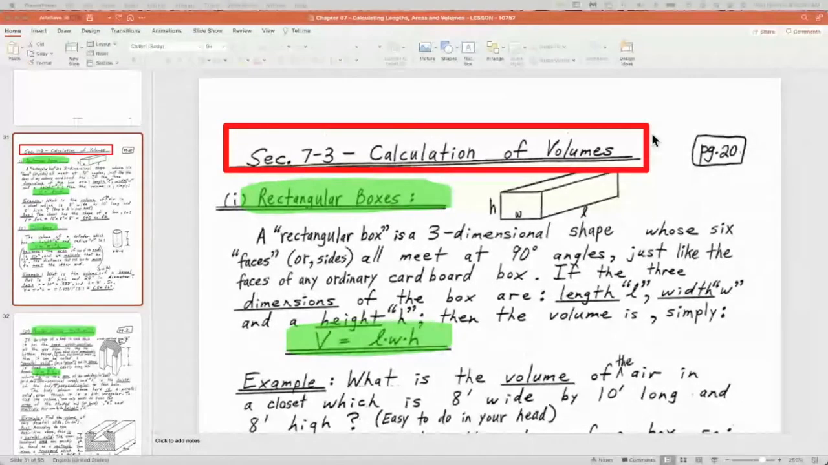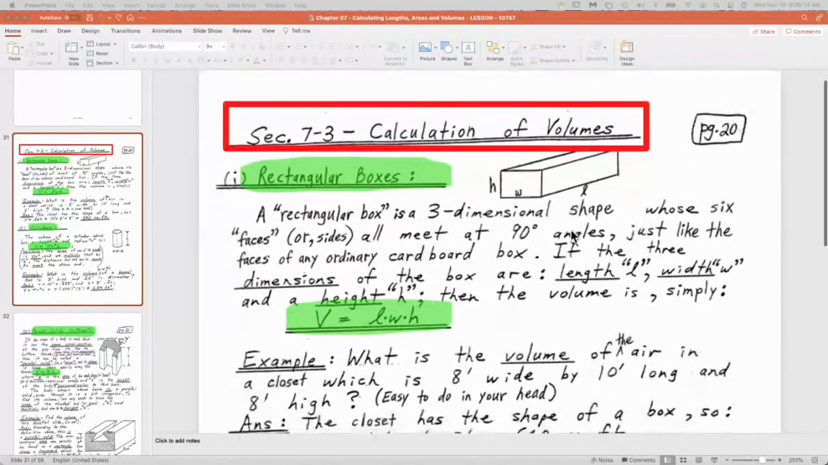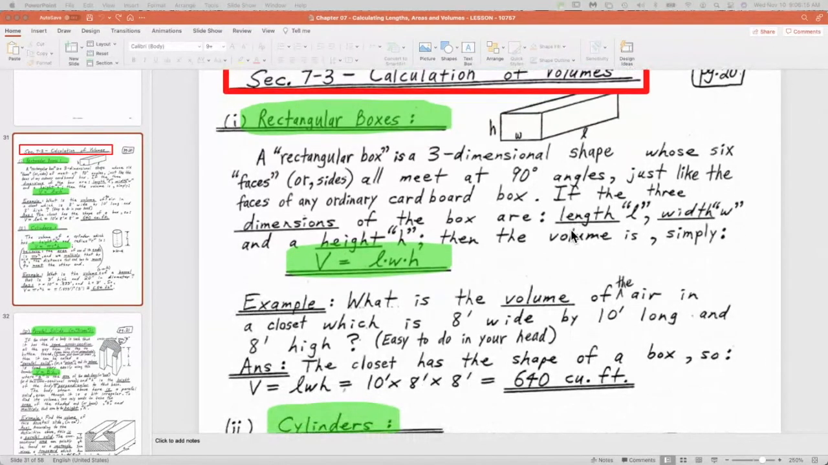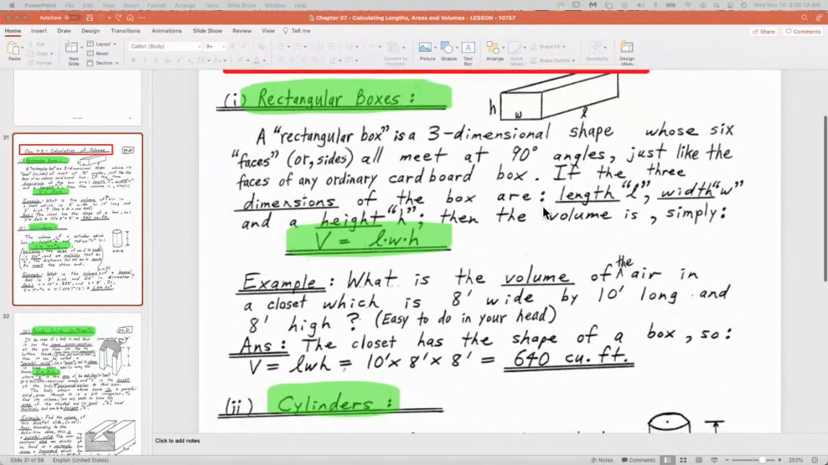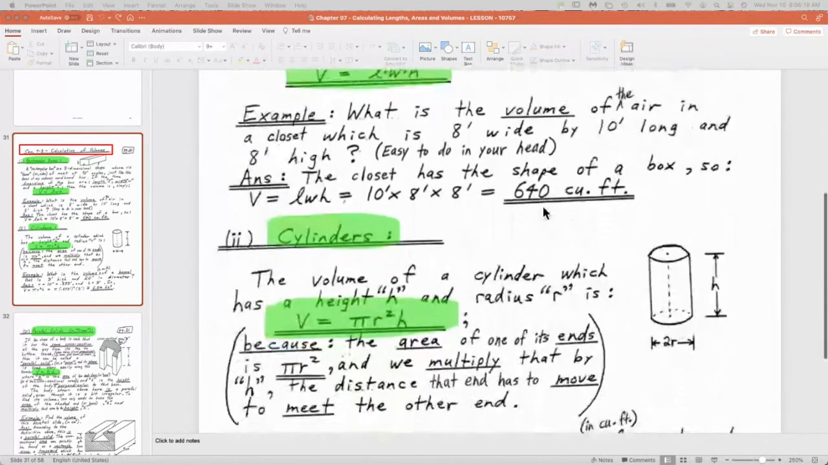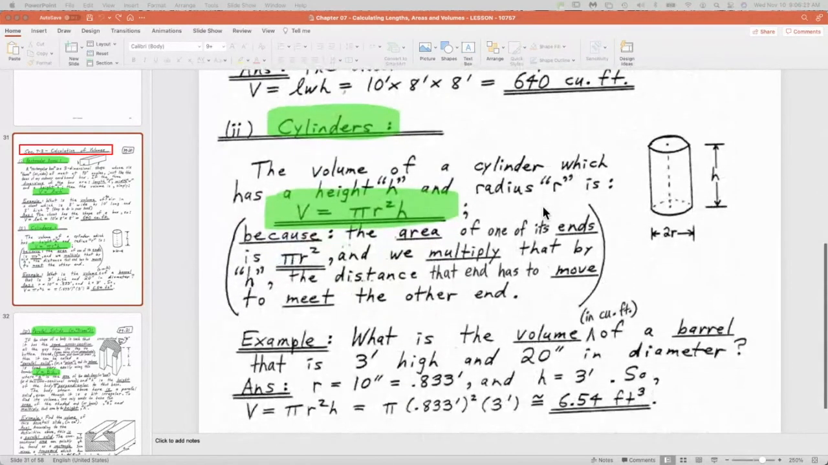So the easiest of the volumes that you need to know is the rectangular box. For that volume, we just do length times width times height. This is one that you've probably seen as early as grade school, perhaps as early as single digit grades. Anyway, the next example is the cylinder.